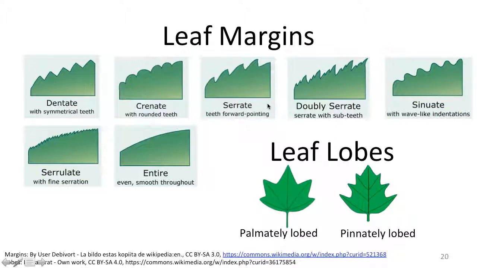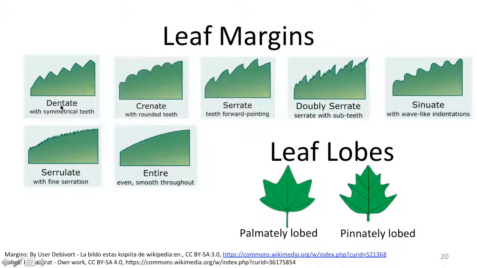And we're getting close. The next set of terms we need to talk about apply to the leaf margins. So these are the edges of the leaf. Sometimes along the edge there's really nothing interesting going on. It's just smooth. The term we use for this is entire, as in it's entirely without teeth.